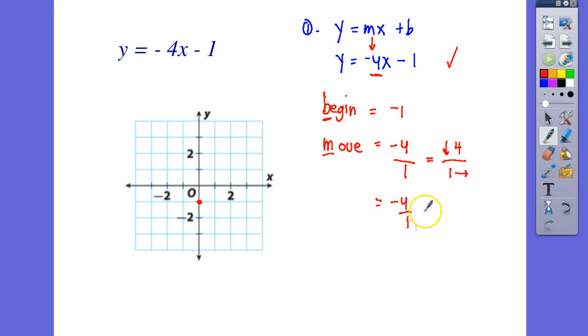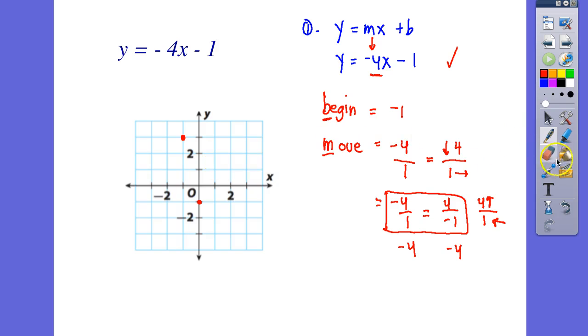Negative 4 over 1 is the same as 4 over negative 1. Because when you divide this, you will get negative 4. Same thing, when you divide this, you're going to get negative 4, because 4 divided by negative 1 is negative 4. So these two are the same thing. So instead of me going down 4, I can actually go up 4 and 1 left. So up 4, 1, 2, 3, 4, and then 1 left.